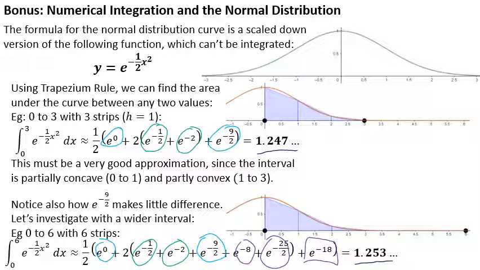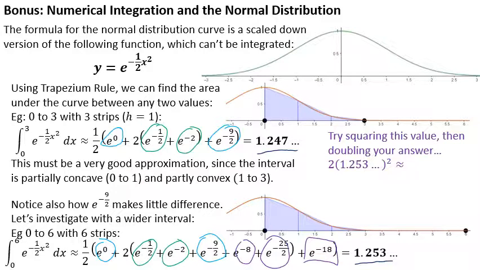With that 1.253, which we're now reasonably confident is pretty much the area of the entire right-hand half of the curve, I'd like you to try something for me. I want you to square it on your calculator and then double your answer. See what you notice. Now, your calculator probably gives you this answer, pi.